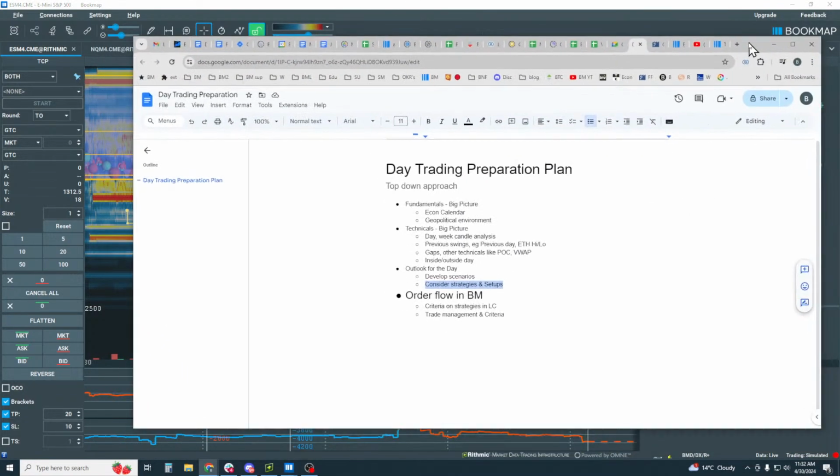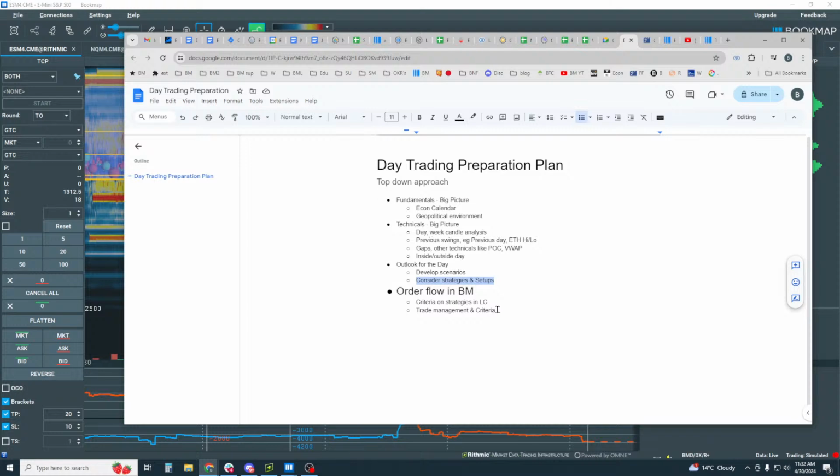So again, top-down approach and looking for our order flow in Bookmap. This is where you're really going to get the edge, though. Since we've gone through this top-down approach, what does the order flow tell us? And then we look at our criteria and our strategies. From the Learning Center, we went over the flag pattern and the reversal pattern, head and shoulders. And then we went through a lot of trade management today.